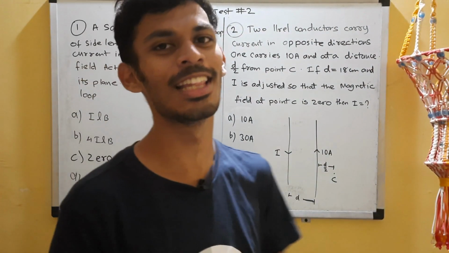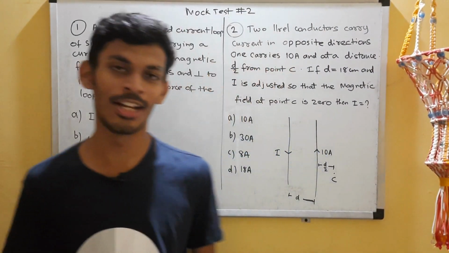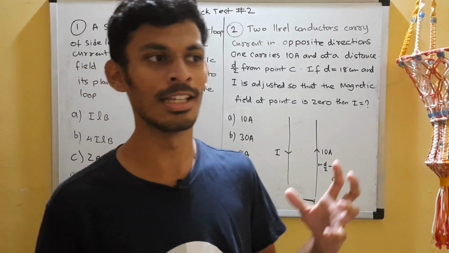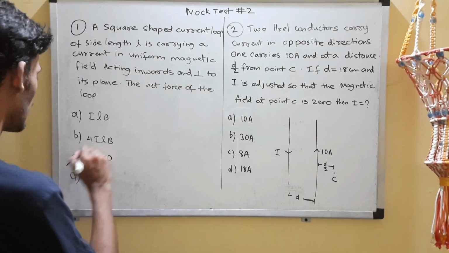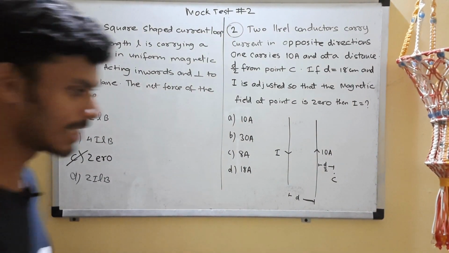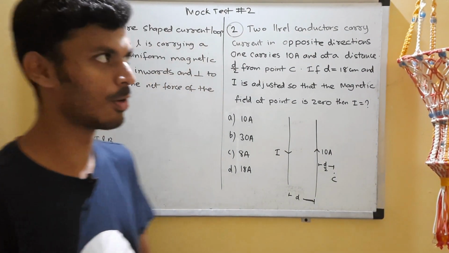Some of you might directly know it as a fact that the net force on a current carrying loop placed in a uniform magnetic field is 0. So option C, 0, is the correct choice over here. Let me justify it for those who don't know this as a fact.